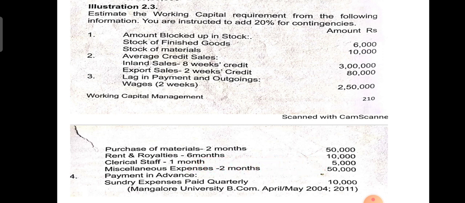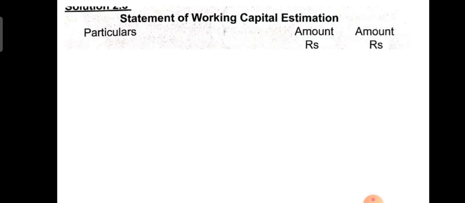The payment in advance comes under current assets. Sundry expenses are paid quarterly in advance. The total amount of sundry expenses is 10,000, but it is paid quarterly in advance. That means we need to find the amount of sundry expenses for 3 months, since 1 quarter means 3 months. That means 10,000 into 3 by 12. Let's go for solving this problem.